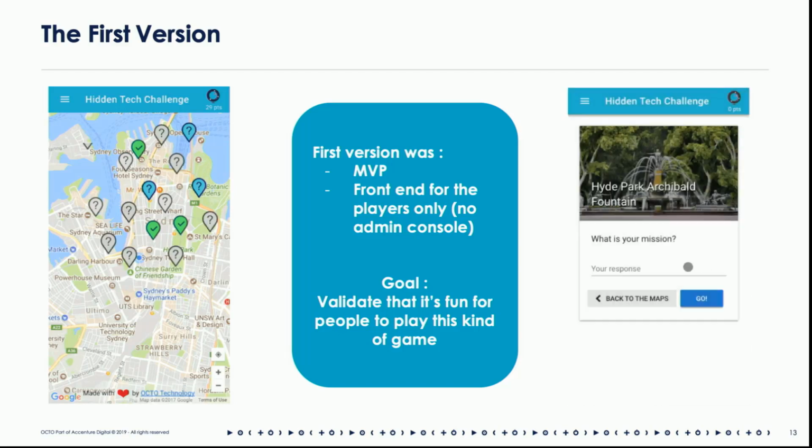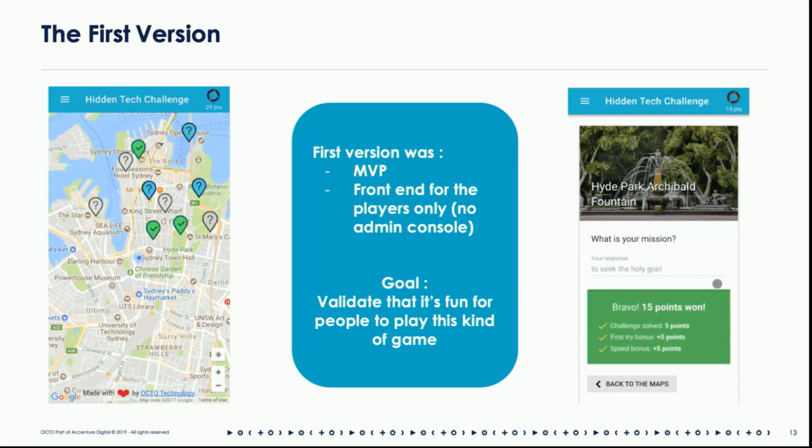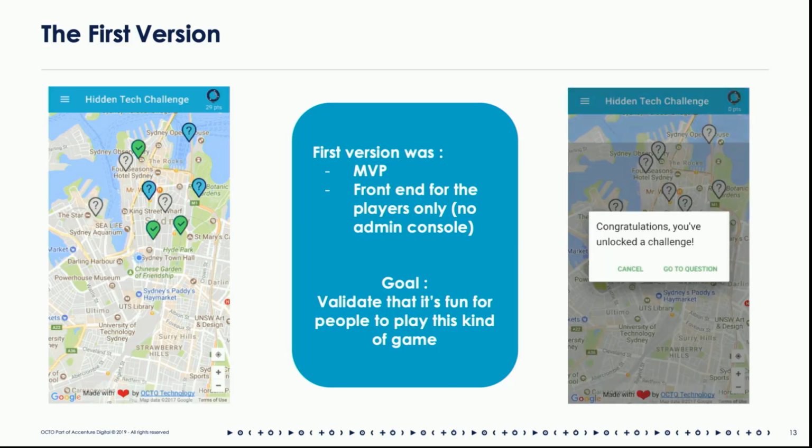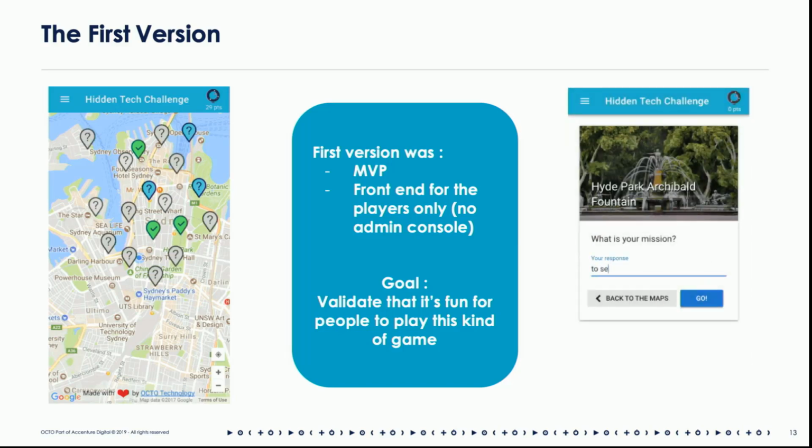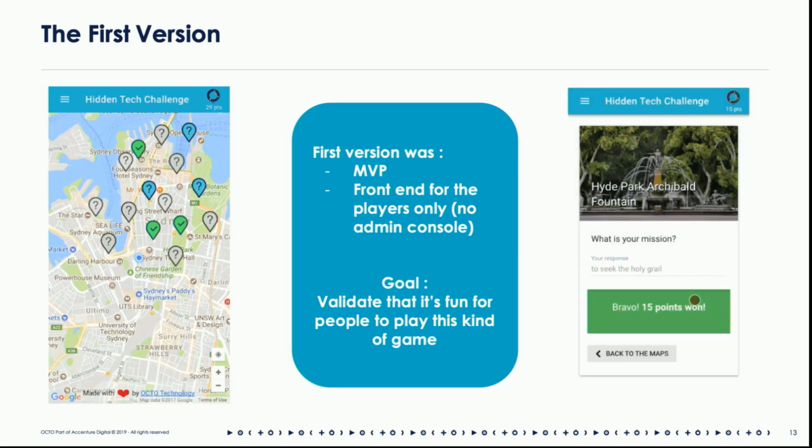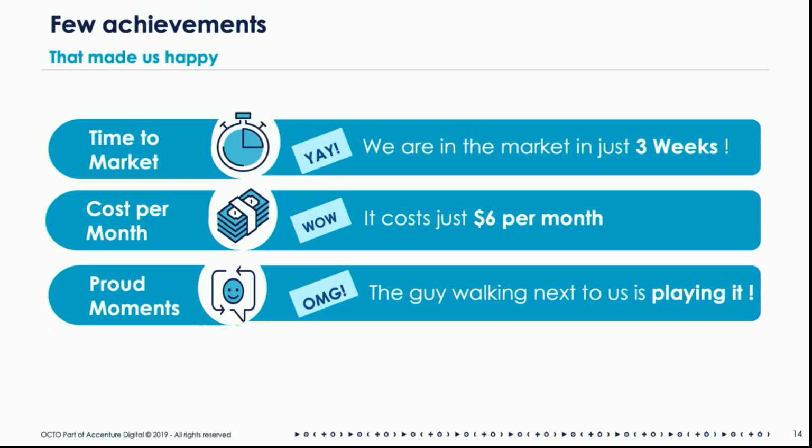And now, after this, our goal was to validate. So we released the URL to everyone we knew, and they started to play that game, and that's how we got our first feedback. We were quite happy to manage to go to production and start having feedback within 3 weeks. It's quite cool. At this point, running the entire infrastructure stack costs $6 per month, which is totally fair.